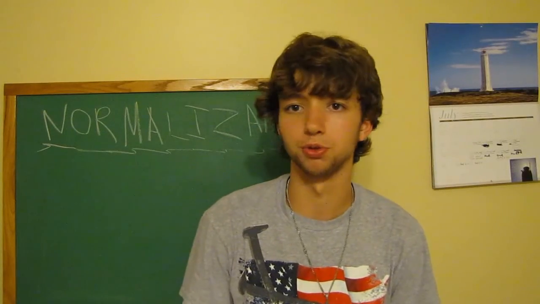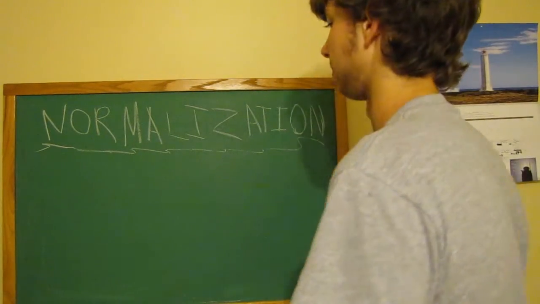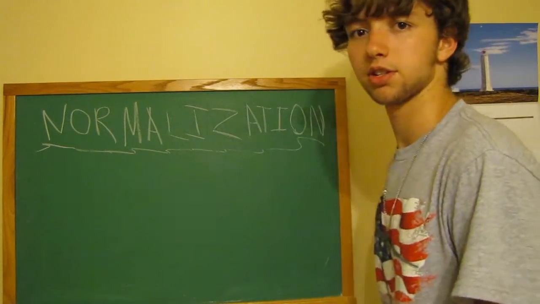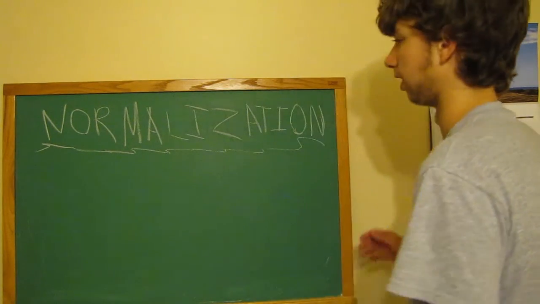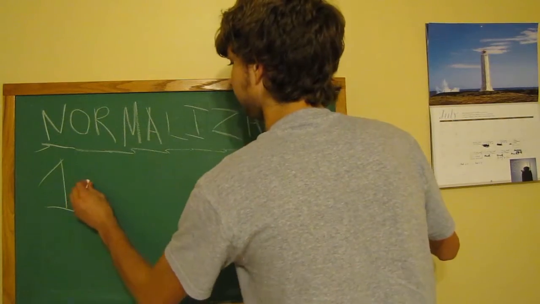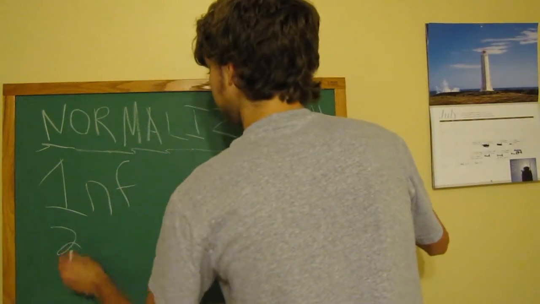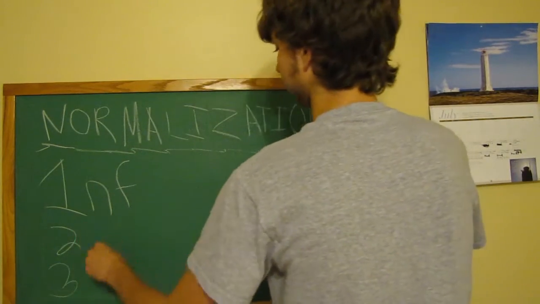Alright guys, welcome to the video over normalization. I'll be going over the first three forms because they're the ones that are most used. The other ones, I've never used them. If you want to look into them, just Google search it, you'll find it. It's pretty easy. So we'll be going over 1NF, first normal form, 2NF, and then 3NF.